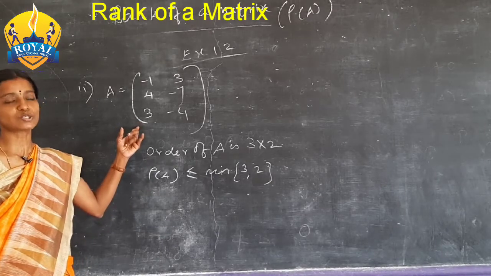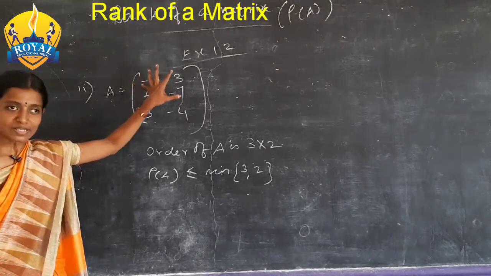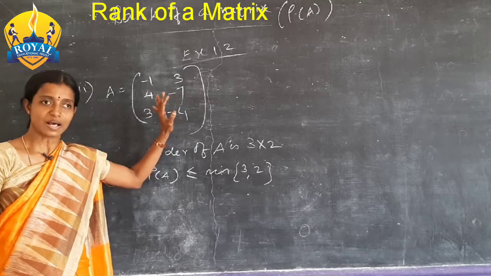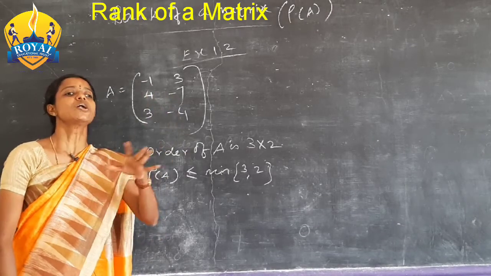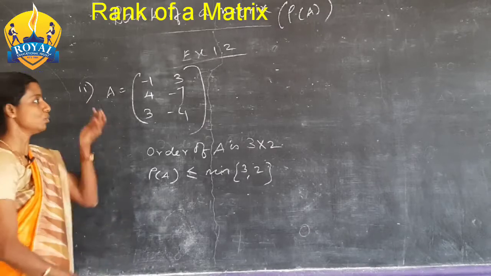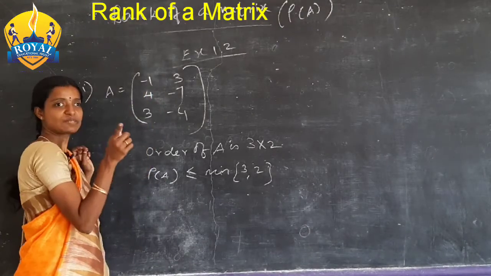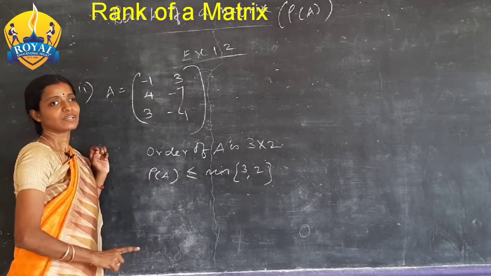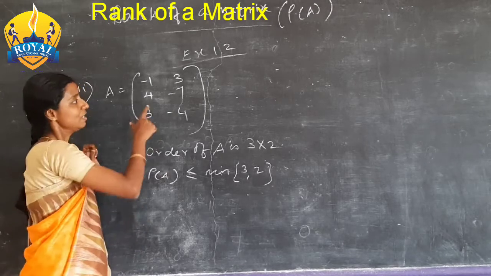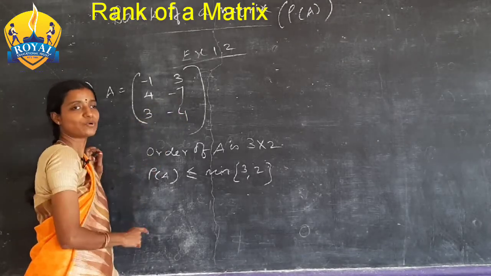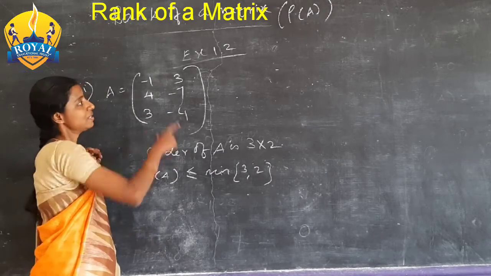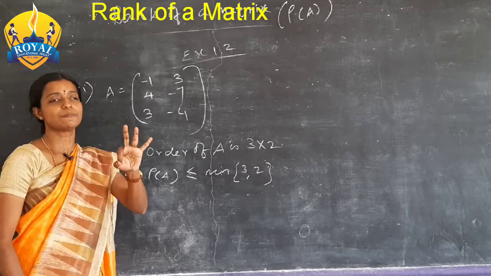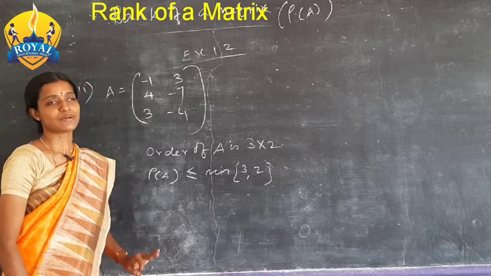Since I don't have a square matrix, I can consider only the possible 2 cross 2 minors. So as far as this matrix is concerned, what are all the possible 2 cross 2 minors? Let me tell you. My first matrix can be [-1, 3; 4, -7]. Second, I can consider [4, -7; 3, -4]. The third, I can consider [-1, 3; 3, -4]. So I have only 3 possible 2 cross 2 minors for this matrix.